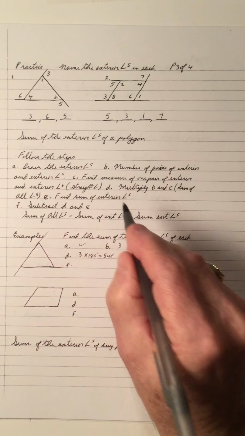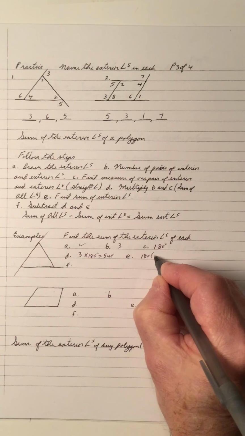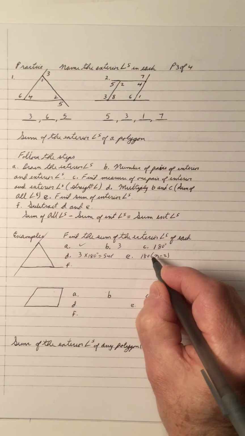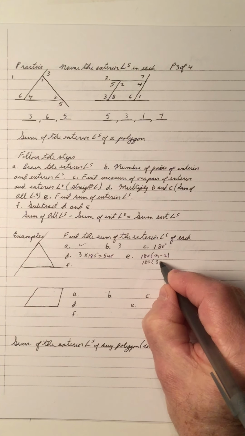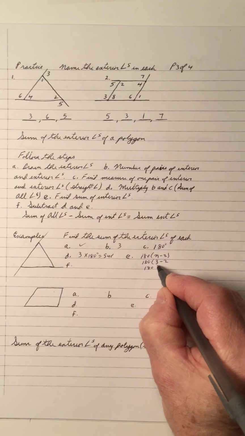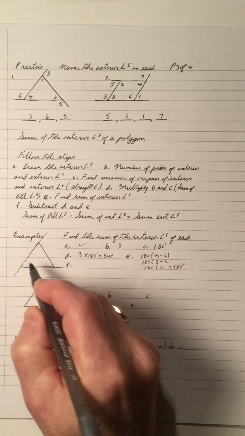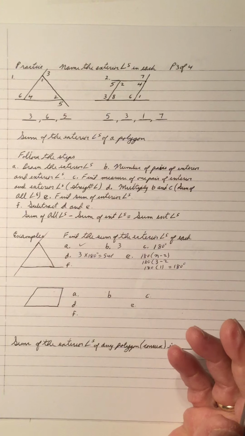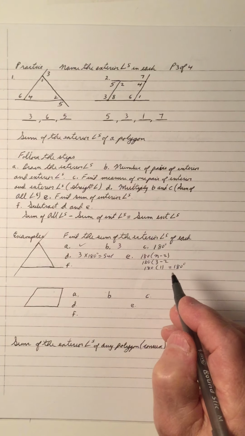E, find the sum of the interior angles. Well, we have 180 times n minus 2, the formula we learned earlier. 180, we have 3 sides. And really, I didn't have to do this because most people know that there's 180 degrees in a triangle. But I worked out the formula for you, but I could have written down 180 right away.